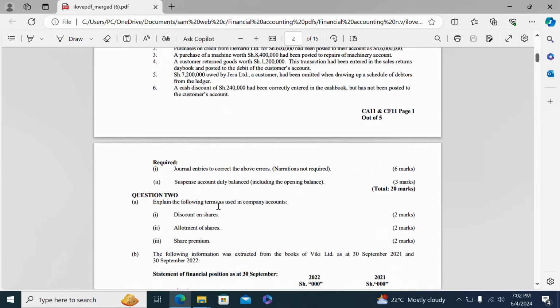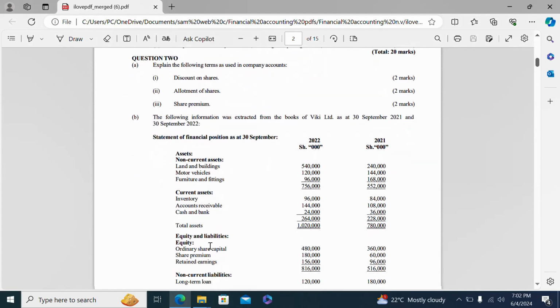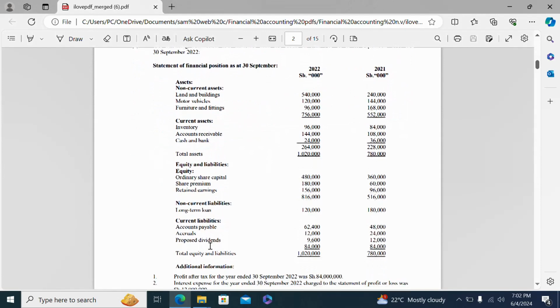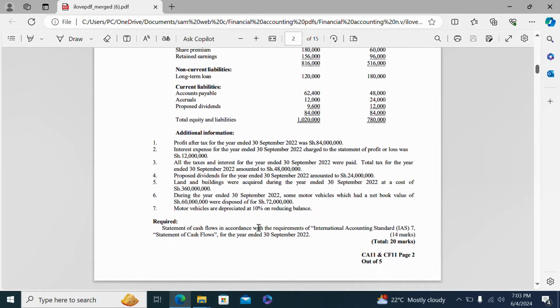Explain the following terms as used in a company account: discount on shares, allotment of shares, and then we have share premium. So that part of the question required you to explain those terms. Then part B, you have been given a trial balance of Vicky Limited. So the question required a statement of cash flow in accordance with the requirements of International Accounting Standard IAS 7 Statement of Cash Flows for the year ended 30th September 2022.